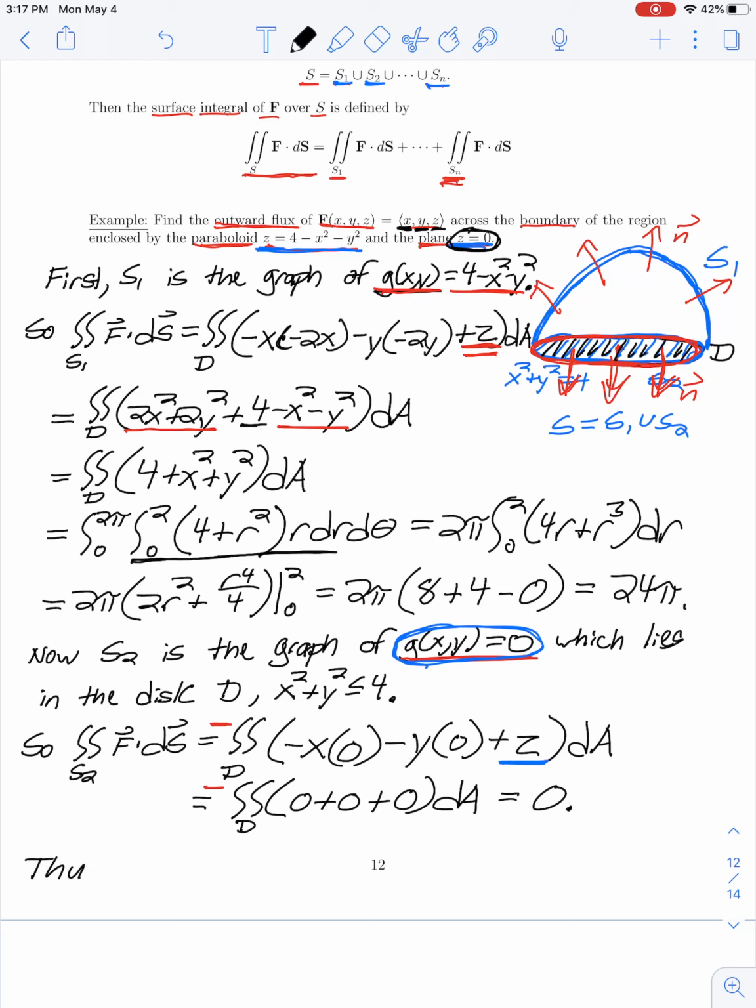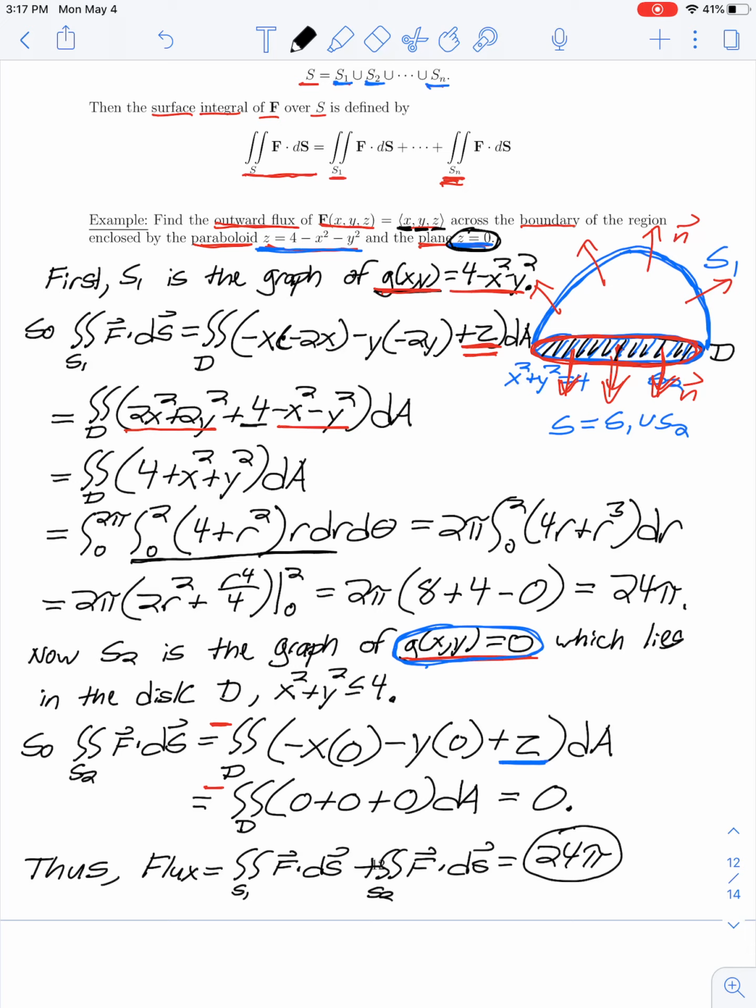So to get the flux across this solid, we would add the flux integral across our first surface and the flux integral across the second part of the surface, S2. And we're left with 24 pi plus 0, or just 24 pi.